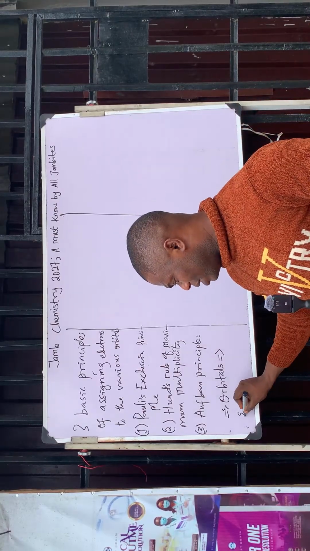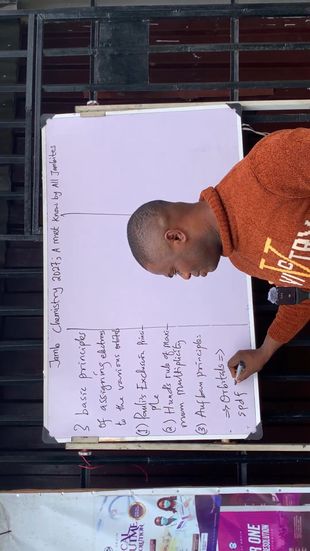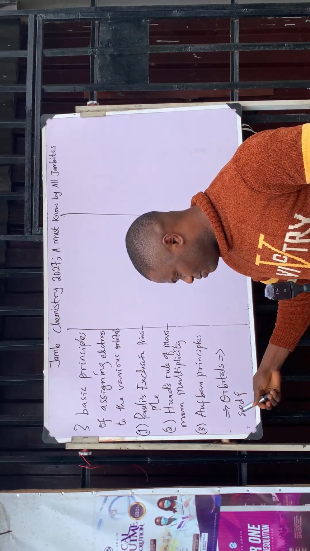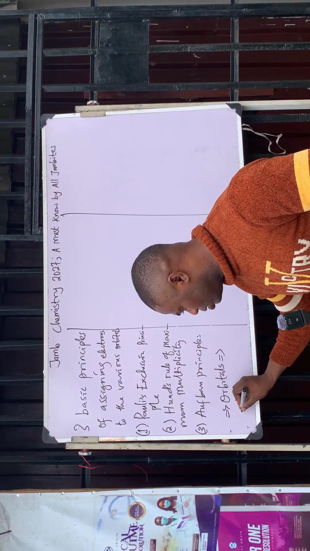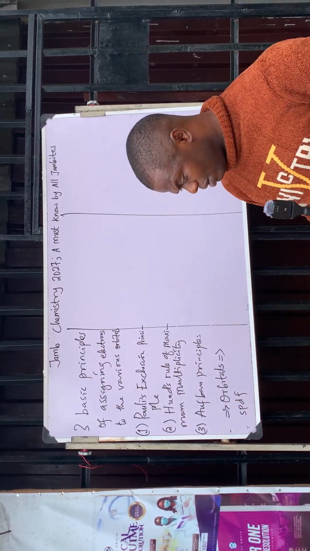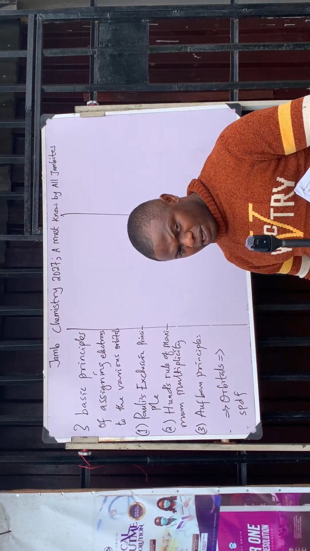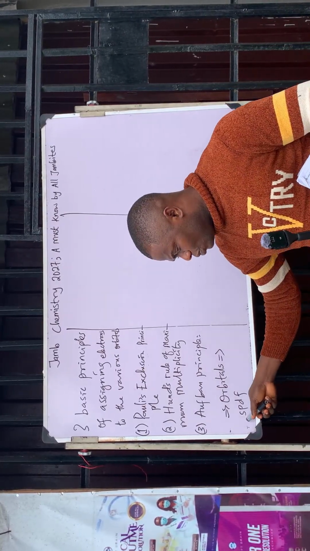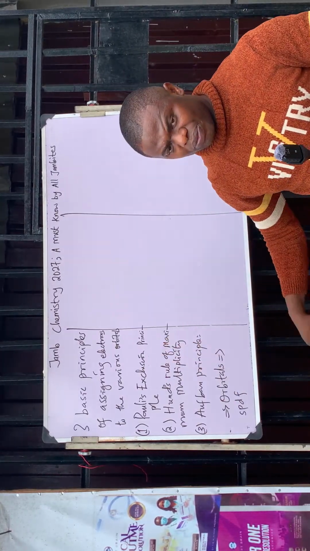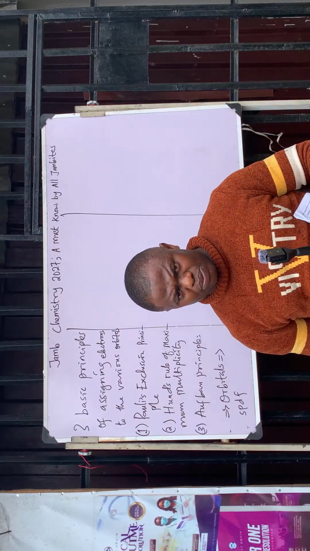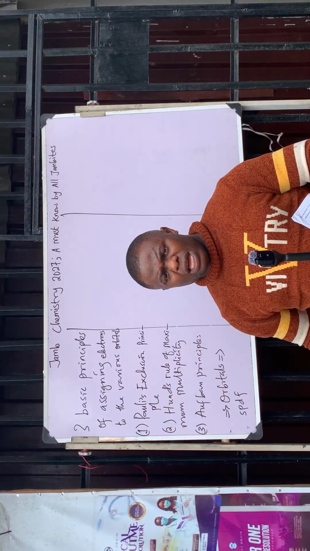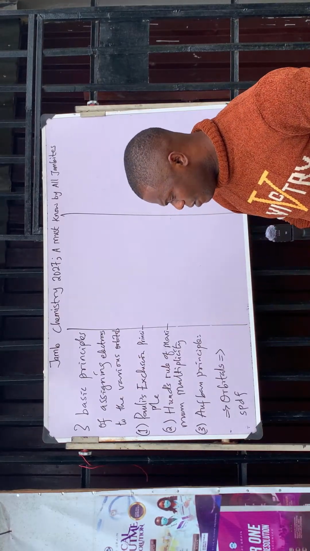And of course, you have your SPDF orbitals. S stands for sharp, then principal, diffuse, and fundamental. We're going to talk about that. Now, for electrons to go into each of these orbitals, you have to follow these principles. First one, Pauli's exclusion principle. Second one is Hund's law of maximum multiplicity. Third one is the Aufbau principle.